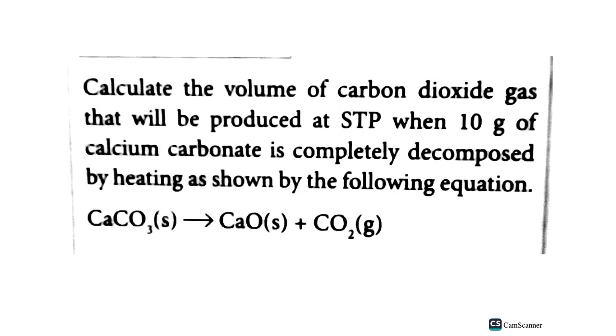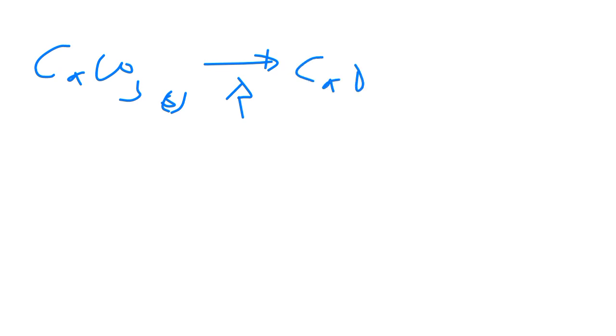So we have the equation given here: calcium carbonate, which is a salt, when it is decomposed, gives the products calcium oxide, which is a salt, and carbon dioxide, which is a gas. So our question is basically to find the volume of carbon dioxide that will be released by this equation.